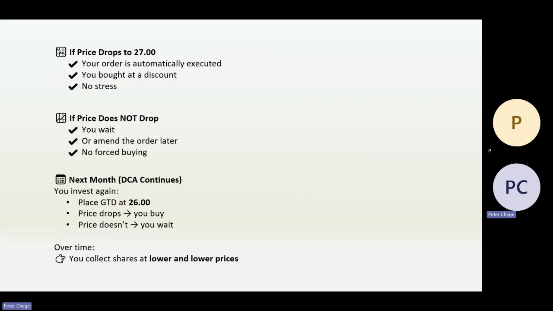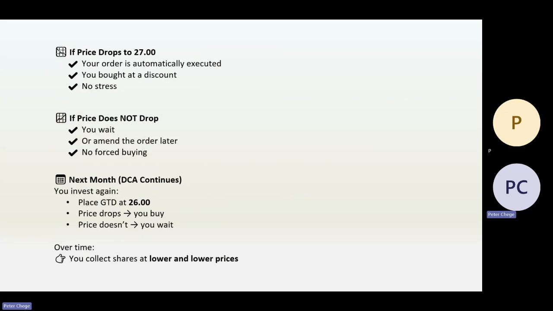So you continue like that, and over time you realize you are lowering your cost. The next month, maybe the price has gone to 26. You buy. If it doesn't, then you still have to wait. There is no hurry in the market. Then over time, you accumulate shares at lower and lower prices.